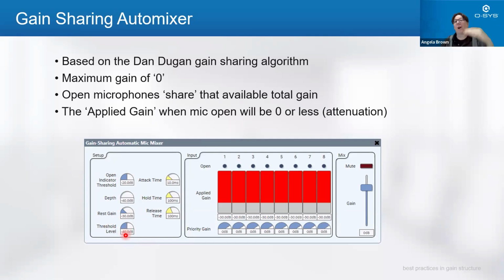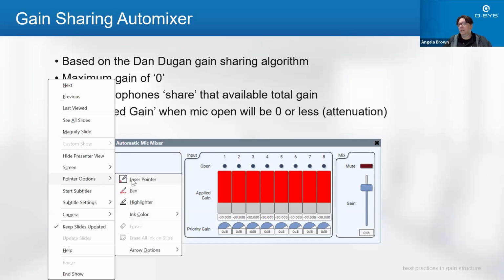You also want it to be well above your noise floor. So be really, really consistent with how you're setting that. The rest gain is the attenuation that's applied when all the mics are below the threshold. So kind of like how it's ducking in the gating mixer. The open threshold is the level above which to activate the open LED, or basically say, we're going to give this microphone part of the gain.